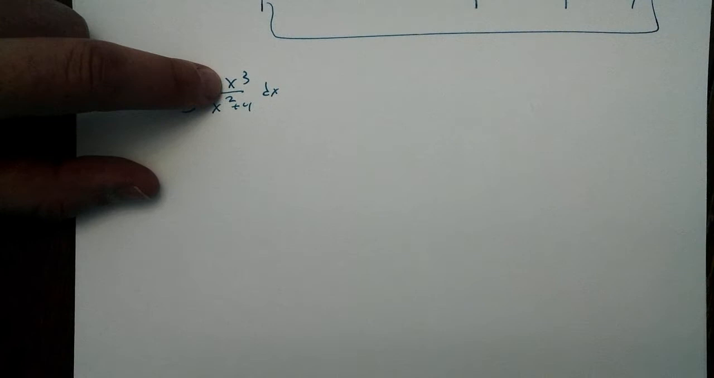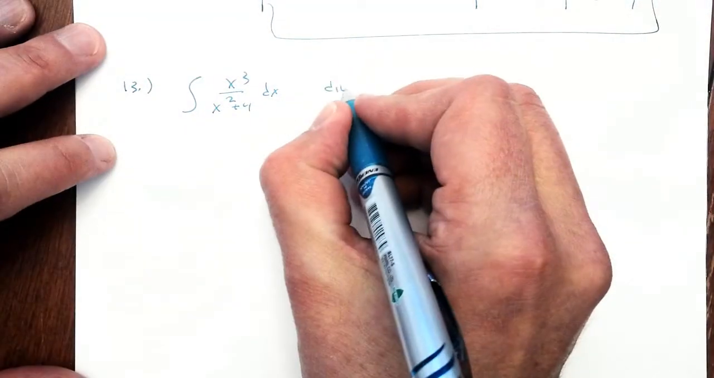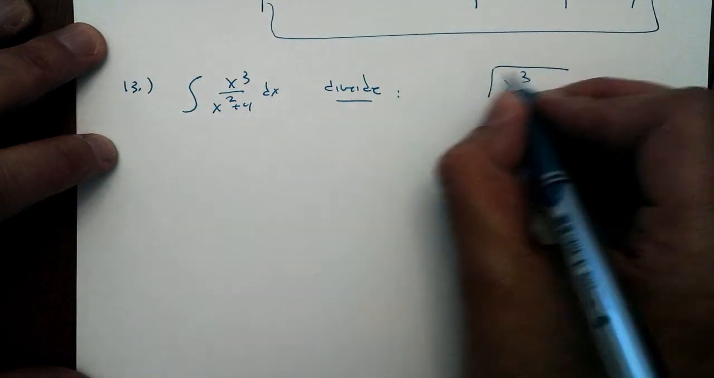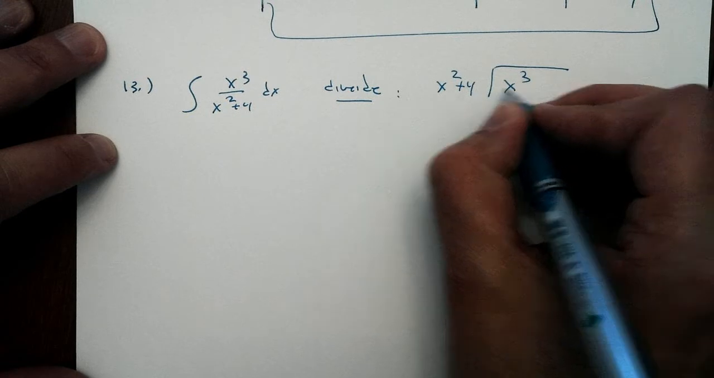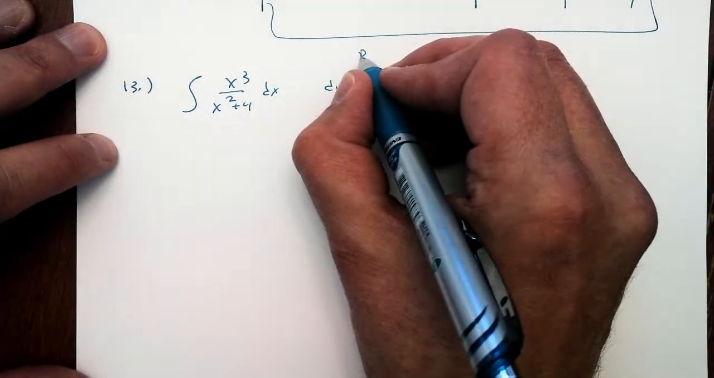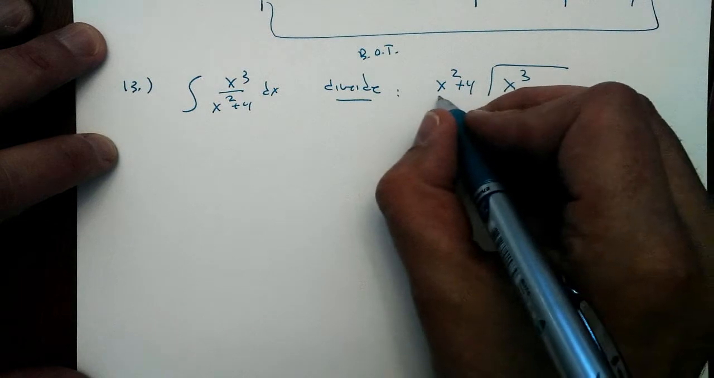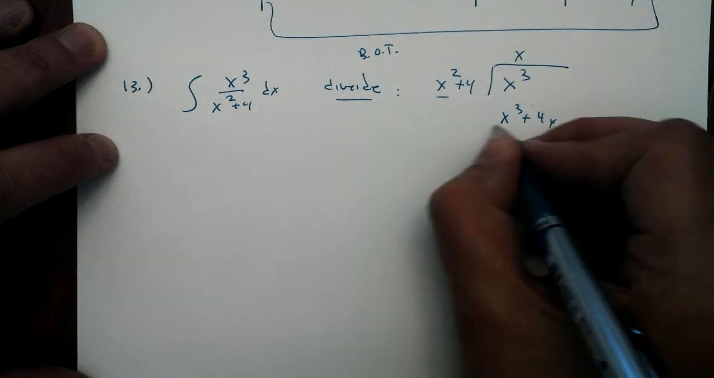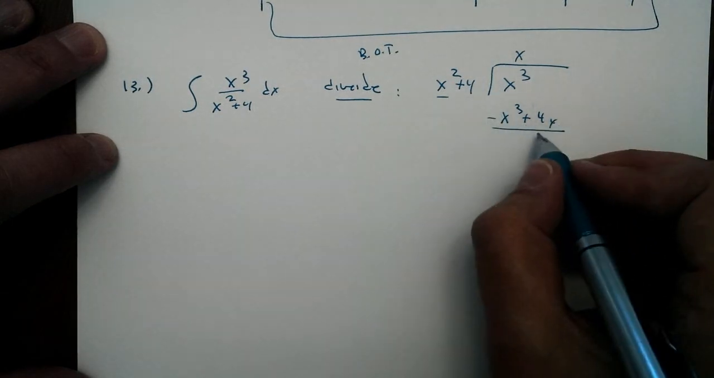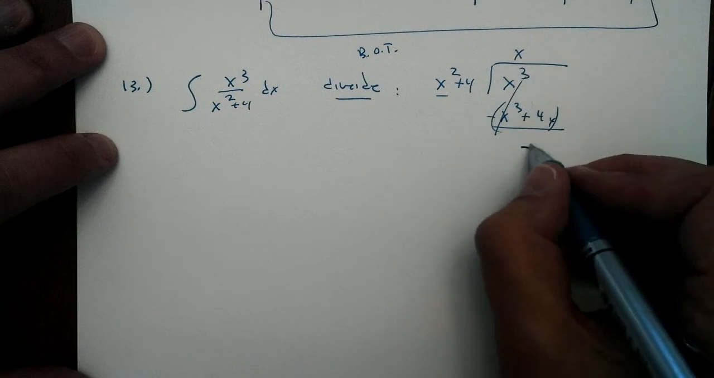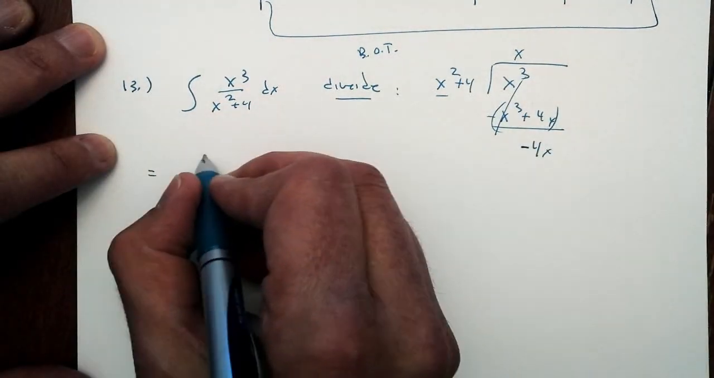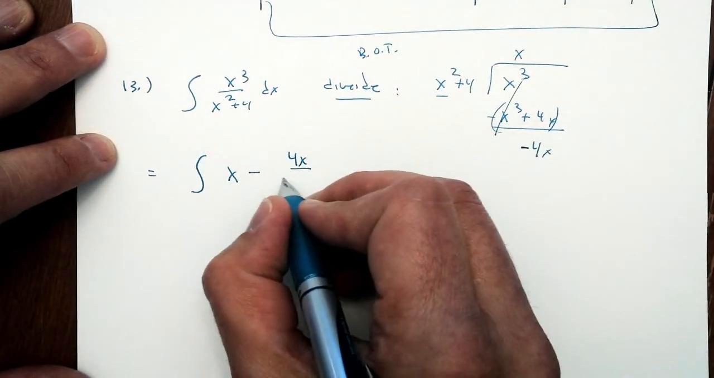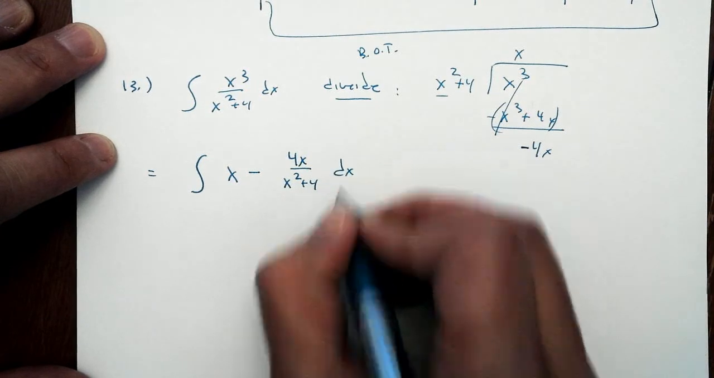This is actually the one where we have to divide. Again, just like the first example we did in the first video, we have to divide. We take this x cubed and divide it by this x squared plus 4. This is the big on top, the BOT. We want to divide these. x gets multiplied by x here. That gives us x cubed plus 4x. When we subtract, these cancel and we're left with minus 4x. So my new integral will be the integral of x minus 4x over (x squared plus 4) dx.